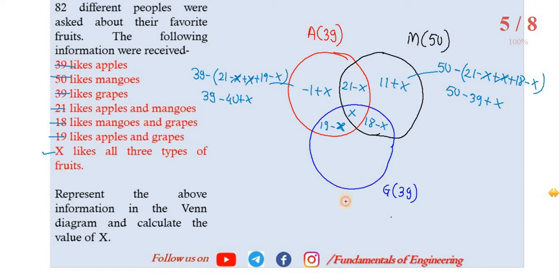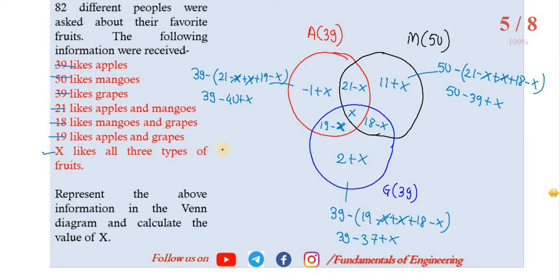And remaining grapes. So 39 minus 19 minus x plus 18 minus x. So plus x minus x will be cancelled out. So 19 plus 18 we are getting 37, and this minus and minus will become plus. So 39 minus 37, 2 plus x. Now what we have to do? We have to add all these things, which are equal to 82 students, 82 people.